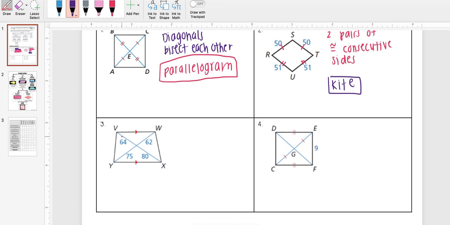Okay, let's look at number 3. So number 3, I see I have a marking for VW and YX being parallel. I can see that VY and WX clearly aren't parallel. It's also not marked to be. So I see I have 1 pair of parallel sides.